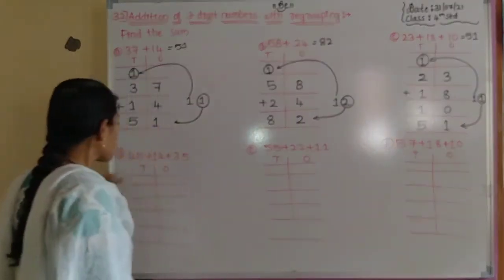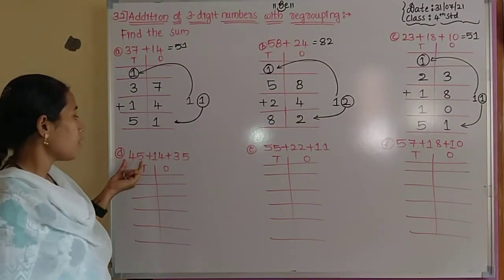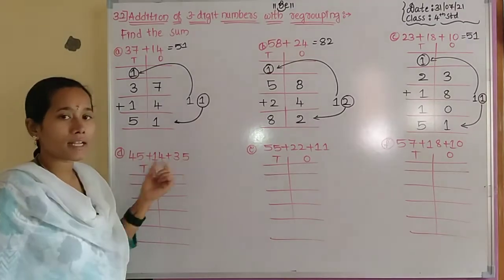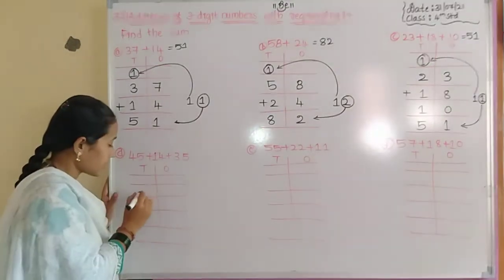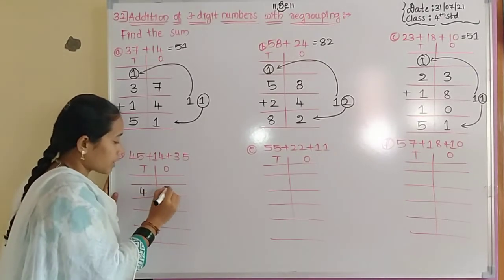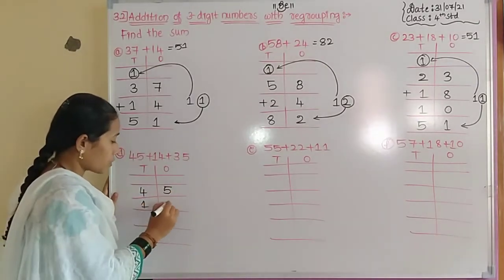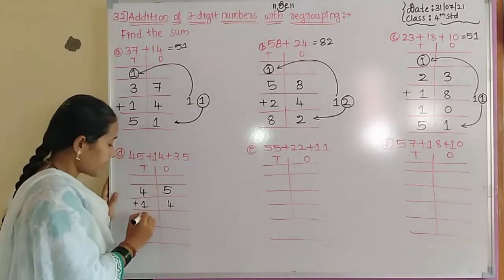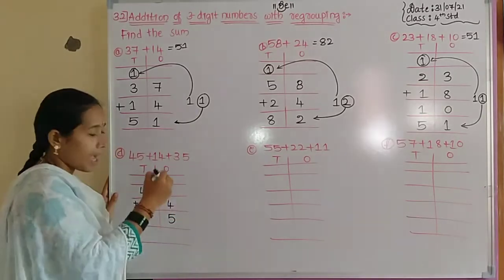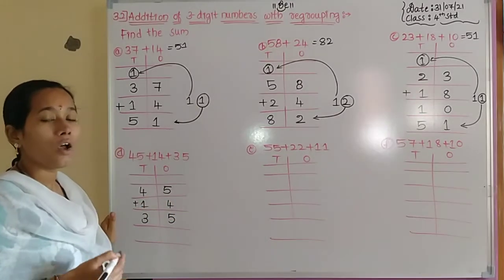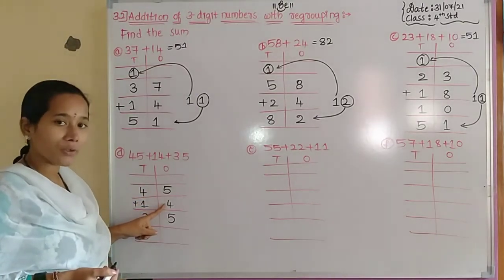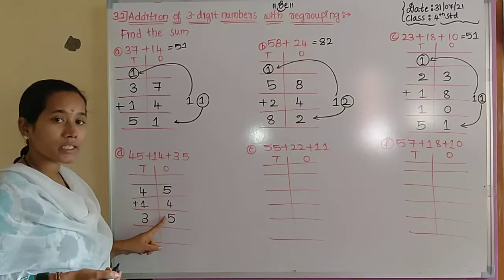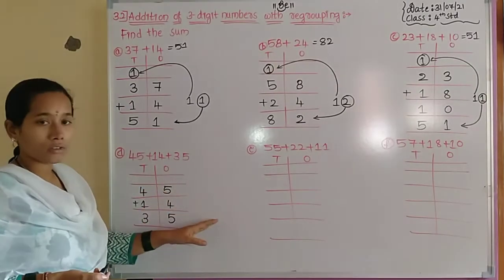The next one, the numbers are 45 plus 14 plus 35. This is the place for the carrying. So right here first write in 45, second write in 14 plus symbol, and third write in 35. Add the digits in the ones placement. 5 plus 4 is equal to, very good, 9. 9 plus 5 is equal to, notice the answer.